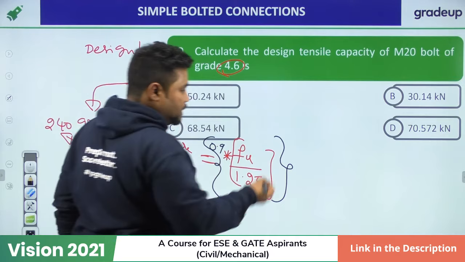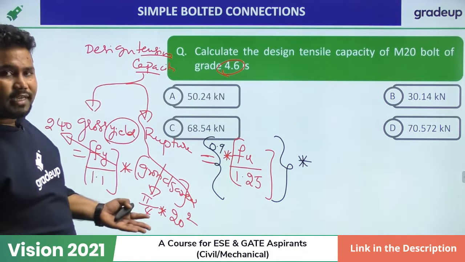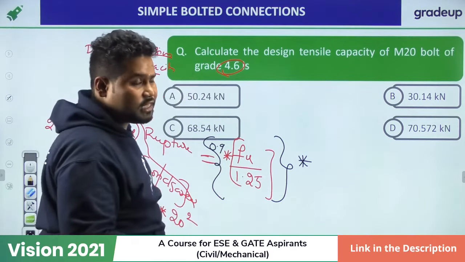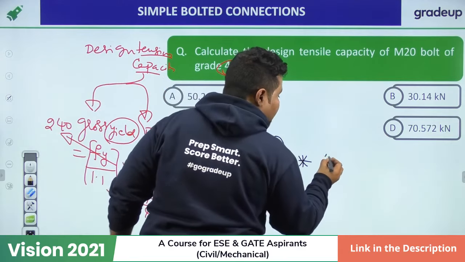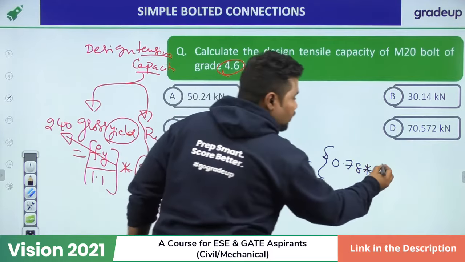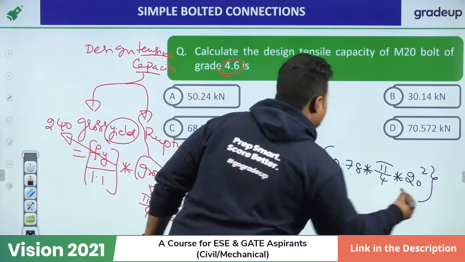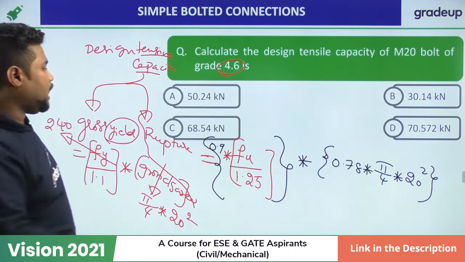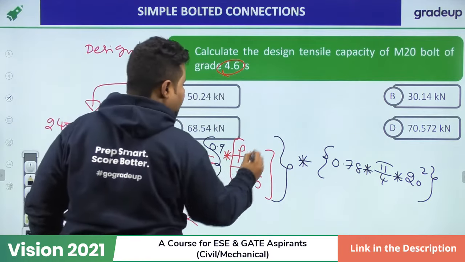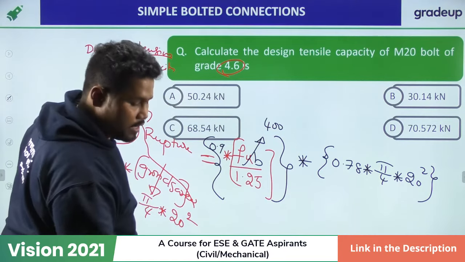This will be the final permissible stress, multiplied by the area which resists the tension action, which is the cross-sectional area at the level of threads, or the net cross-sectional area of the bolt, which is 78% of the gross cross-sectional area, pi by 4 into d squared. D squared is 20 squared. So here I need to consider the ultimate strength of the bolt, which is 400. Out of these two, whichever is lesser, we will consider that.